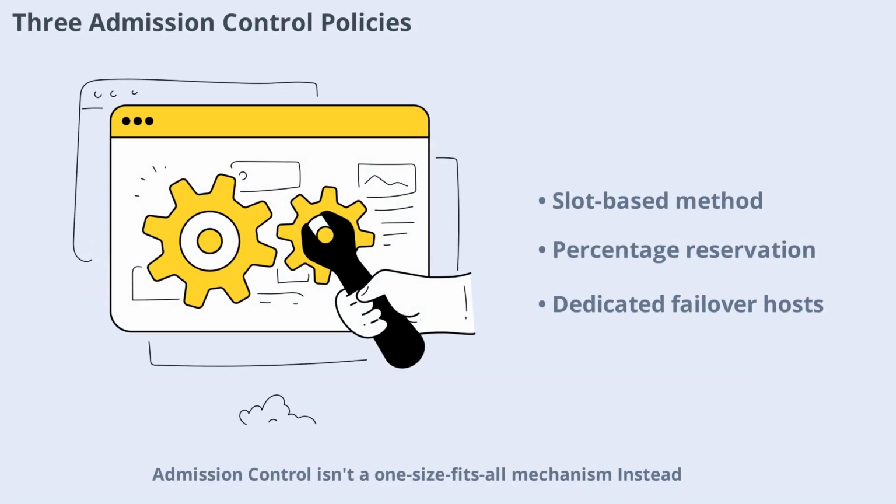Admission control isn't a one-size-fits-all mechanism. Instead, it offers three distinct policies, each with its own logic and impact on cluster capacity. The first is the host failures cluster tolerates policy, which uses a slot-based method. The second is the percentage of cluster resources reserved policy, offering more flexibility by letting administrators set aside a specific percentage of CPU and RAM for failover. The third is the dedicated failover hosts policy, where one or more hosts are kept idle, ready to take over in case of failure. Understanding these options is key to choosing the right policy for your environment.